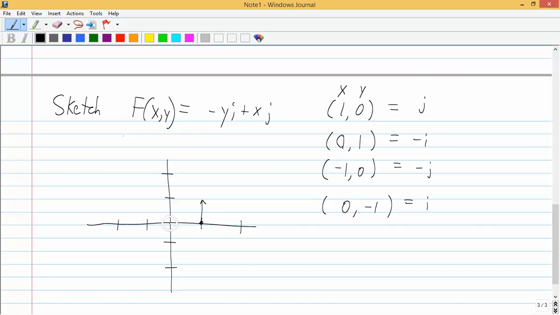What about 0, 1? How do I go in the negative i direction? What would that be? To the left. And then negative 1, 0. Negative j direction is down. And then 0, negative 1, i direction is to the right.